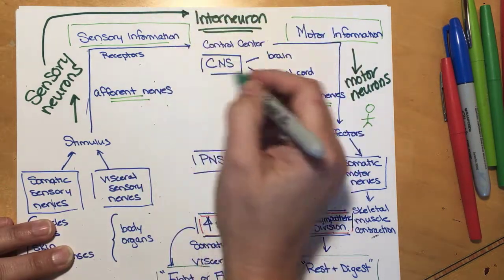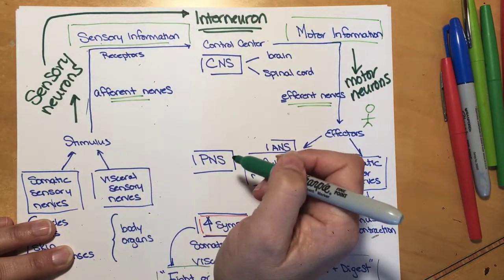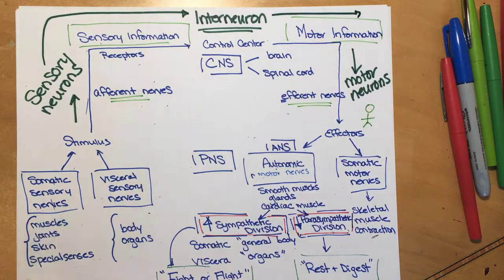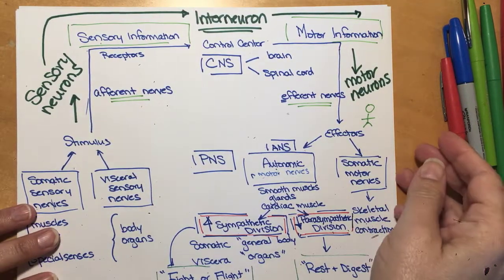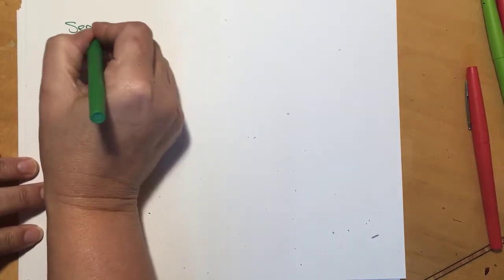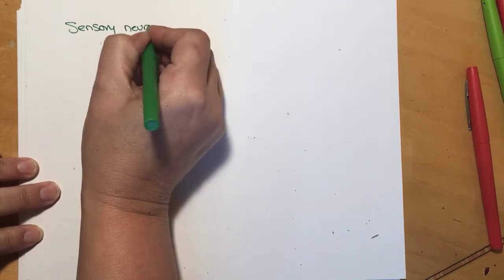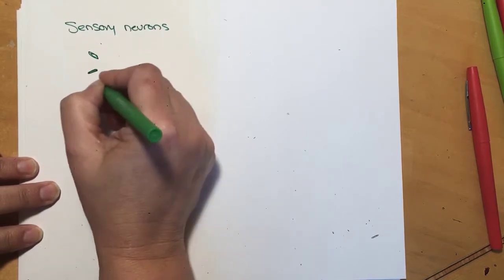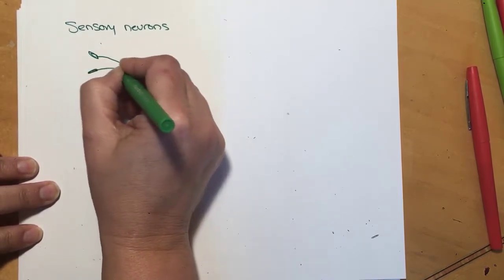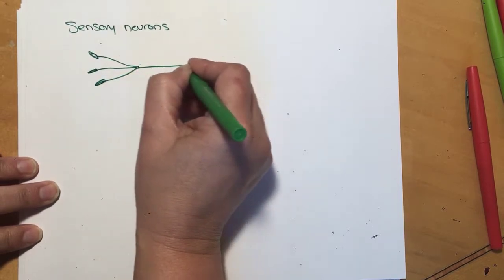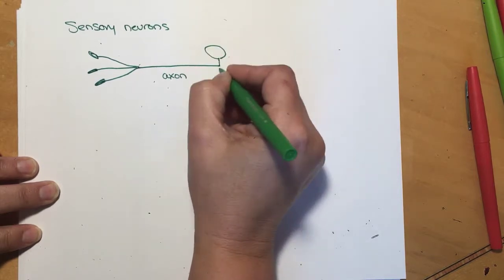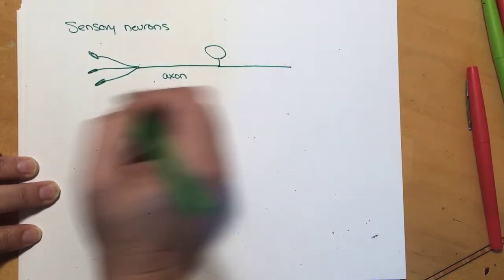They then sum up all of the different information that's coming in, and they send information out on a motor neuron. So let's talk about what some of these neurons look like. So the sensory neurons have sensory receptors on one end. Those sensory receptors converge and form an axon. And in a sensory neuron, the cell body is somewhere in the middle of that axon.